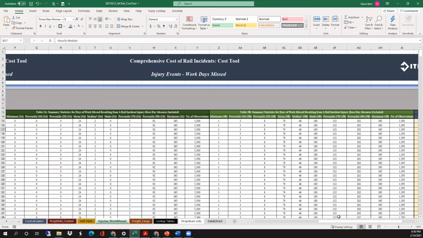Then moving to the severe injuries, we're going to assume that those injuries are associated with the 75th percentile of days work missed. Finally, with the 5 individuals who we do not know about their level of severity, we're going to use the median days of work missed in Table A.